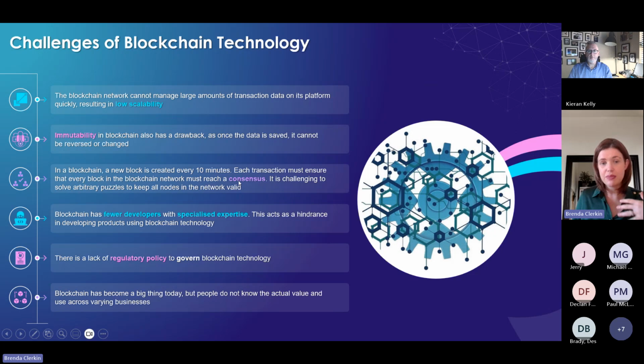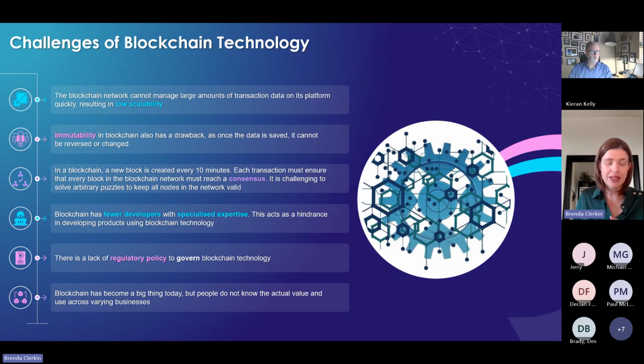The consensus mechanism sometimes can slow down the approval of transactions. That's if it's a manual consensus that's needed. Other times, blockchains can be set up with automatic approvals built in, and that will speed that up, but it's a consideration all the same. There are few developers with specialized knowledge. Again, it's a relatively new technology. It's gaining momentum now. So in terms of specialized expertise, we have people like Kieran on the call here, a whole business who operates and helps other businesses implement blockchain technology.